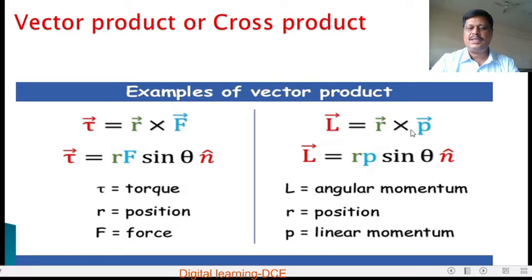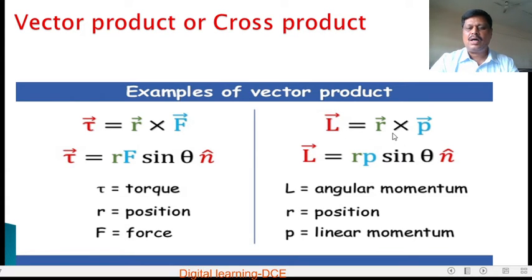Similarly, L is equal to r cross p. Here again r is the position and p is the linear momentum. Both are vector quantities. On multiplying these two vectors, it gives the angular momentum L vector. So angular momentum is also a vector quantity. By multiplying the two vectors, it gives a vector quantity itself. Therefore, the cross product is also called a vector product.